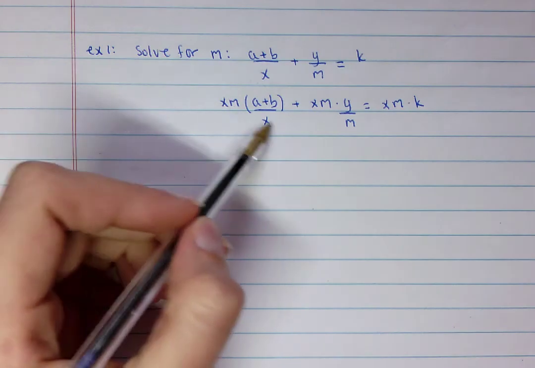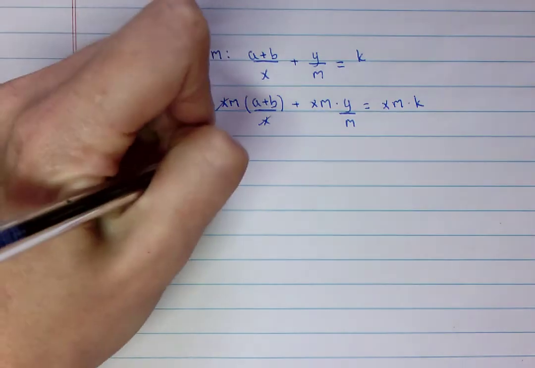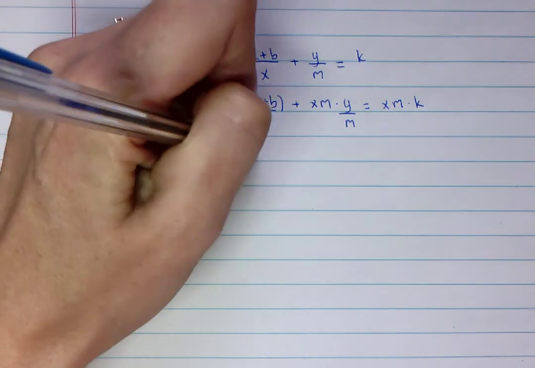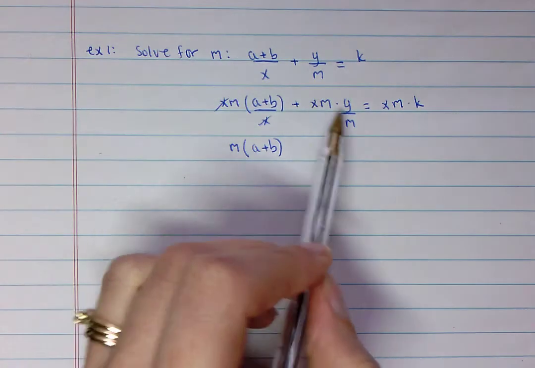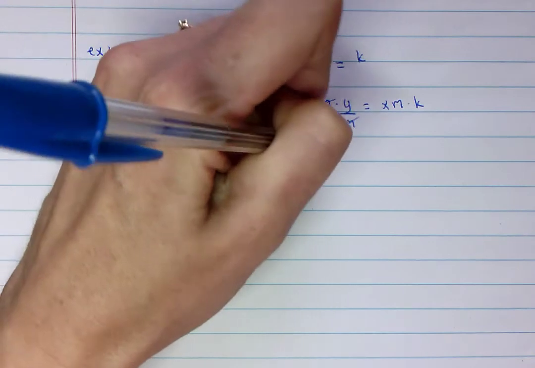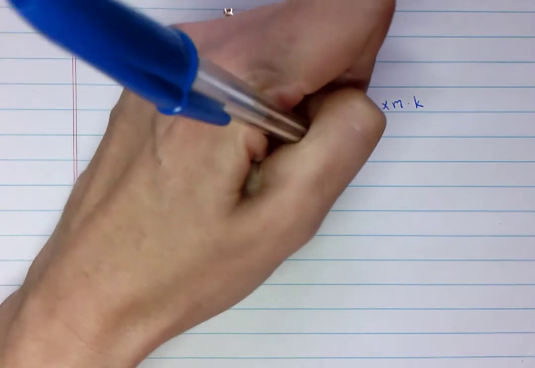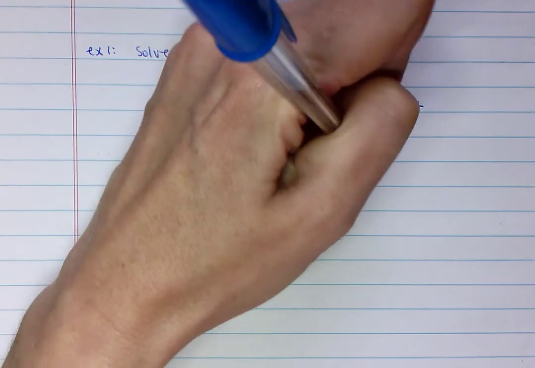Notice there's an x on the top and the bottom of this, so we cancel that out, and we're left with m times a plus b. On this one, we can cancel out the m's, so we're left with xy. And on this last part, we can't cancel out anything, so we're just going to say xmk.